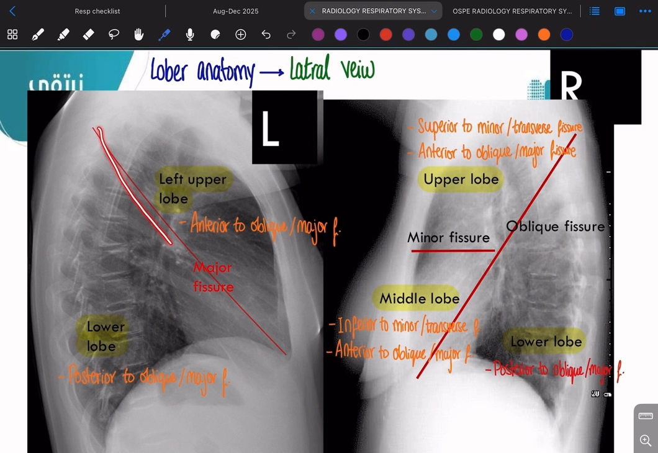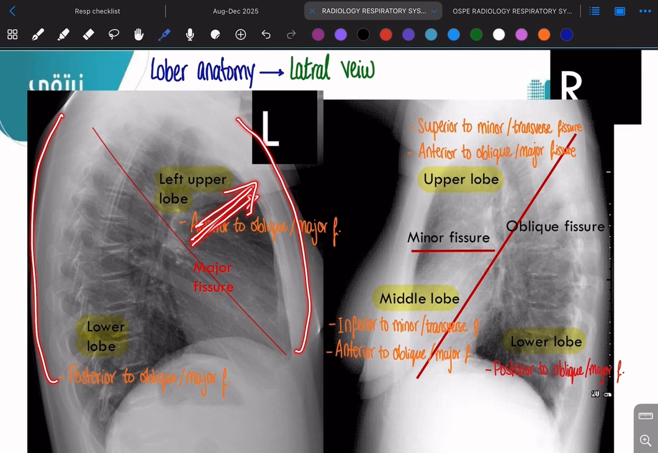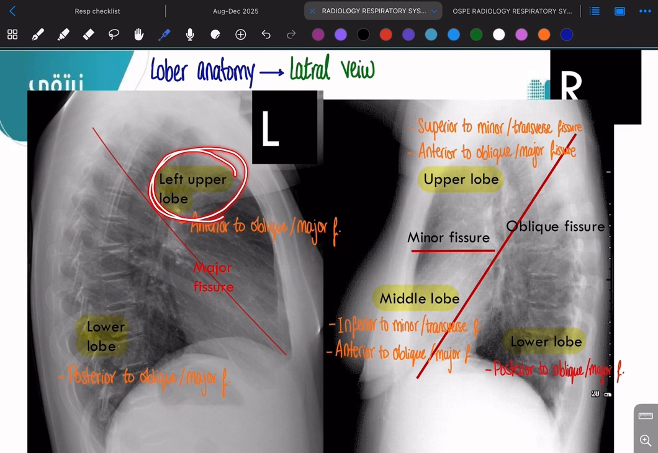Same thing here. We have the oblique fissure or the major fissure, as they said here. So anything anterior to the oblique fissure, we said this is the vertebra and this is the anterior part of the patient. So anything anterior to the major fissure or to the oblique fissure is going to be the upper lobe of the left lung or the left upper lobe. We can either say left upper lobe or upper lobe of the left lung, same thing. Anything posterior to the oblique fissure or major fissure is going to be the lower lobe of the left lung or the left lower lobe. Okay?